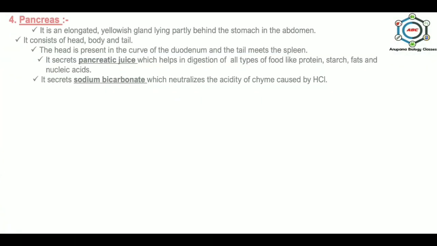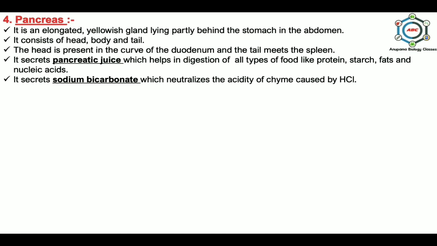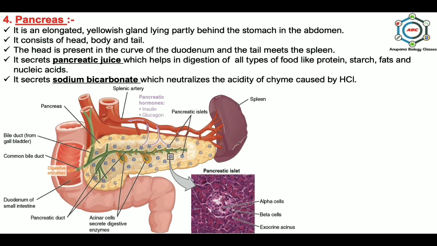Then the pancreas. The pancreas is an elongated yellowish gland lying partly behind the stomach in the abdomen. It consists of head, body, and tail. You can see the picture. Here the head is present in the curve of the duodenum, and the tail meets the spleen. The secretion of the pancreas is known as pancreatic juice, which contains different types of enzymes which help in the digestion of food like protein, starch, fats, and nucleic acids. It also secretes sodium bicarbonate, which neutralizes the acidity of chyme caused by HCl.